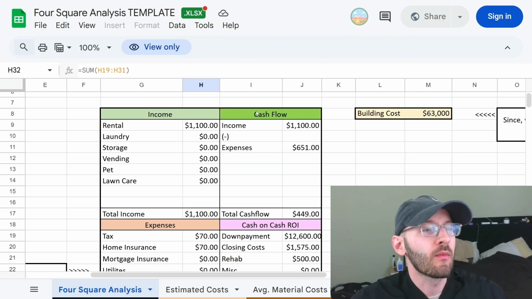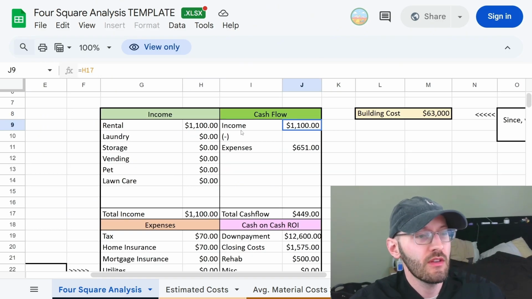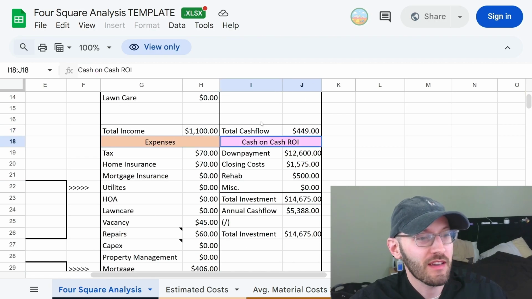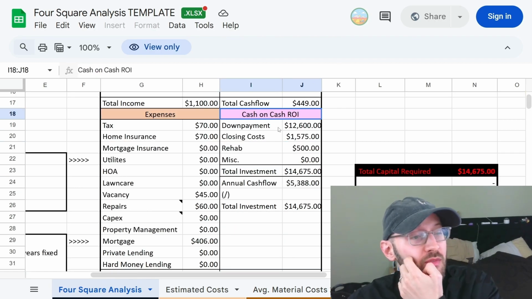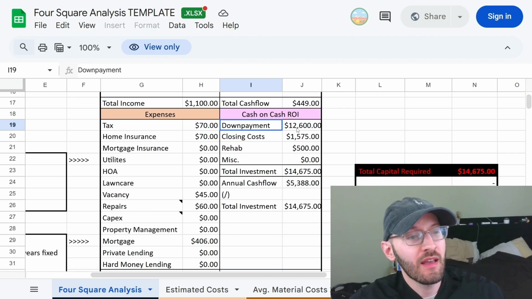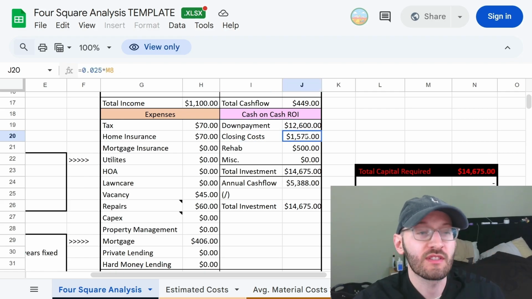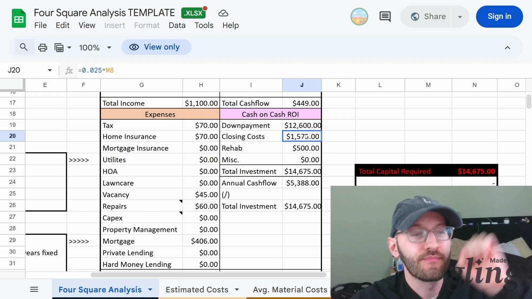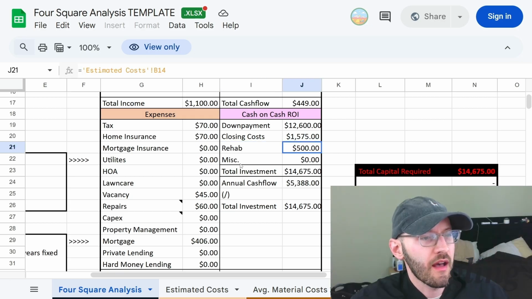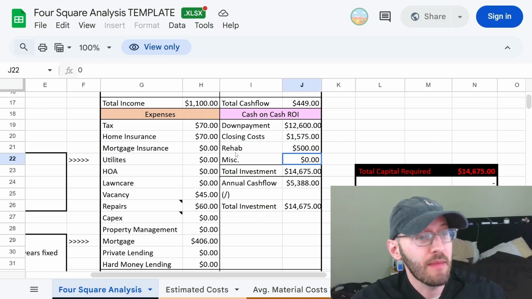All right, now we're going to go ahead and go over to cash flow. And then we've got cash on cash ROI, and we can explain what that is later. We've got down payment, which is how much you put towards the house, closing costs. I know I'm going through this quickly. I'm going to give you a real world example, and then we're going to plug in all of the data. All of the data is going to make sense. Rehab, maybe miscellaneous. We've got some math, cash on cash ROI.